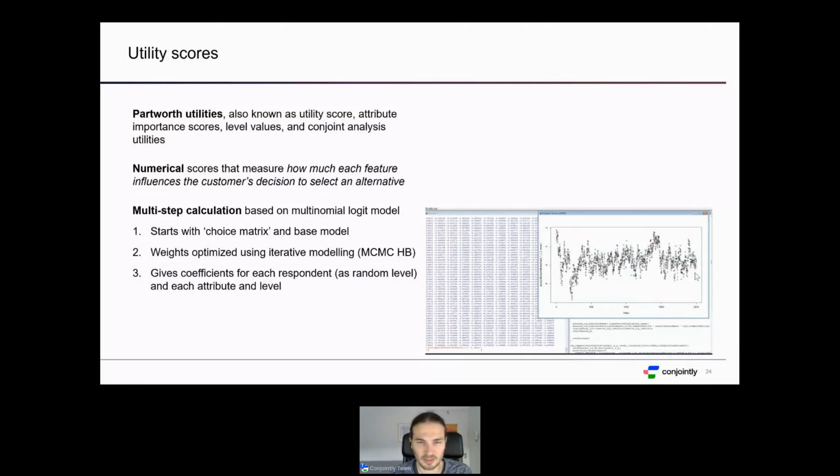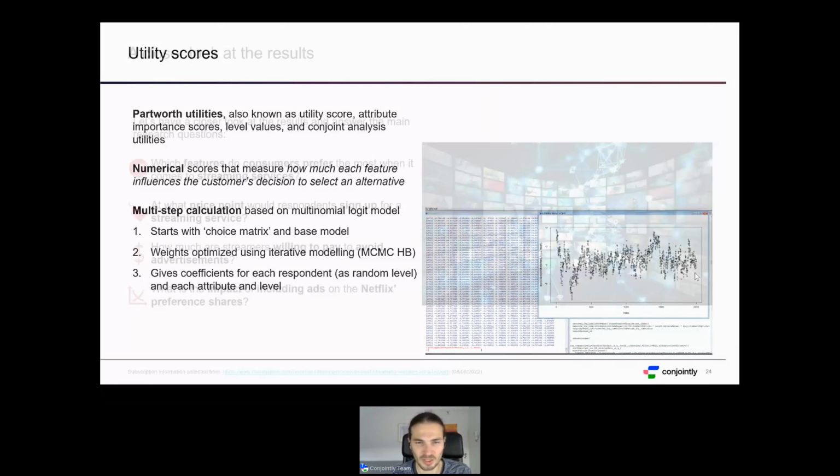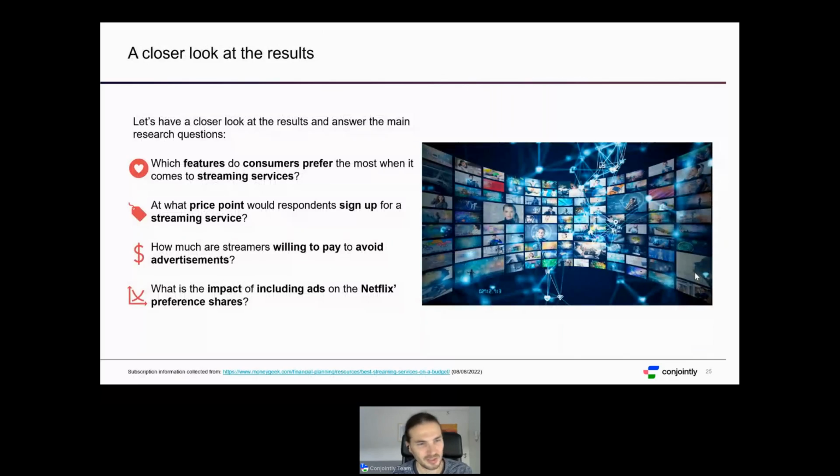So that's what's happening under the hood, but that's really more something if you're interested in the mathematics. If you want that, I have a webinar called Statistics Intro, but not important right now. Let's switch back to Netflix and answer those 4 main questions.